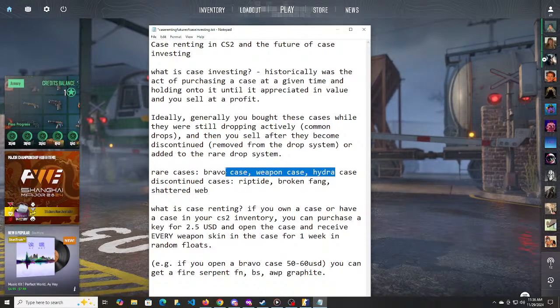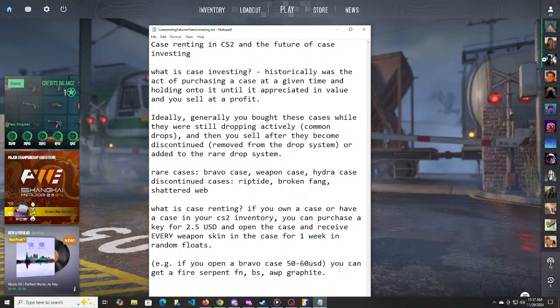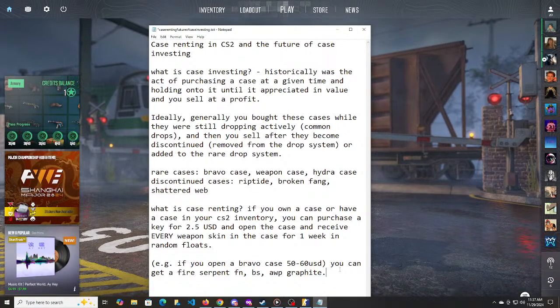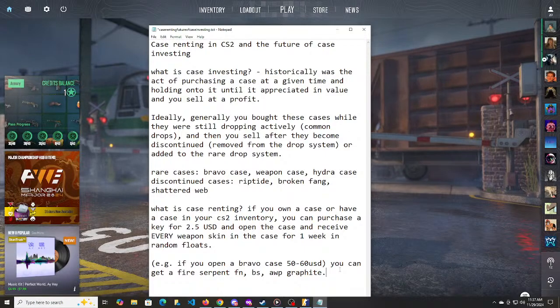Not everybody invests like us. Not everybody watches these videos and wants to learn how to make money from this game and invest, right? Not everybody is inclined to do so, and they want instant gratification. And this isn't just for Bravo cases, this is for every case. Think of other cases that have really good skins. People are going to do the same thing.